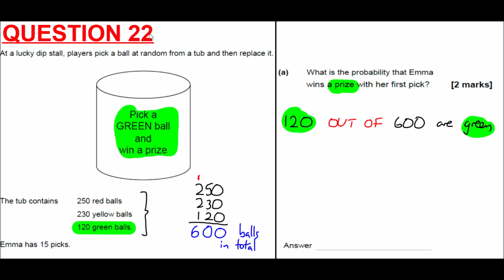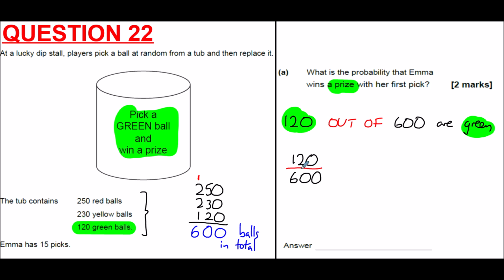So as a fraction, 120 out of 600 are green, and that relative frequency of green balls is your best estimate for the actual probability that she'd pick a green ball, and therefore win a prize.